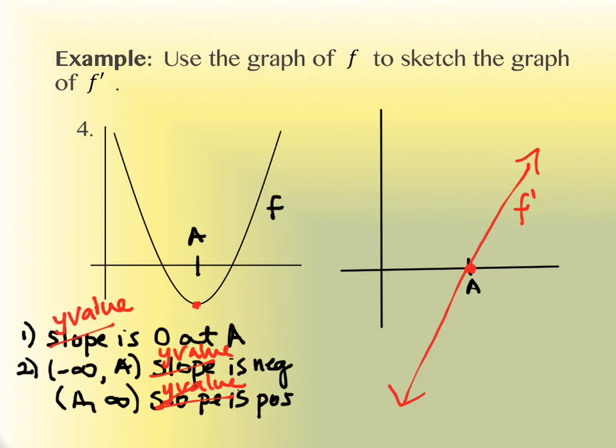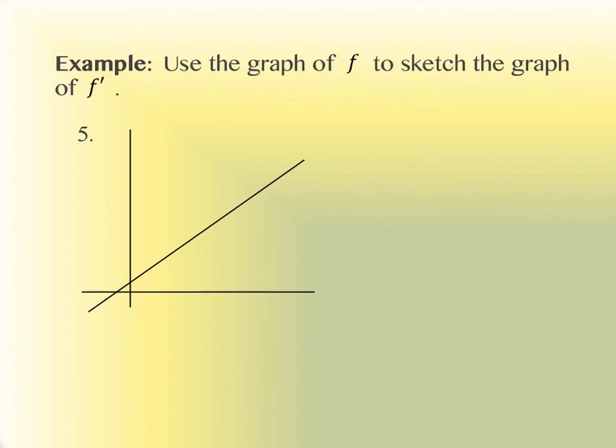All right, ready to try another one? All right, this one's interesting. What is this a graph of? A line. So let's start with number 1. This is a line. Where do you get a slope of 0? You don't. The slope is never 0. So I'm just going to write that down. We don't get one.